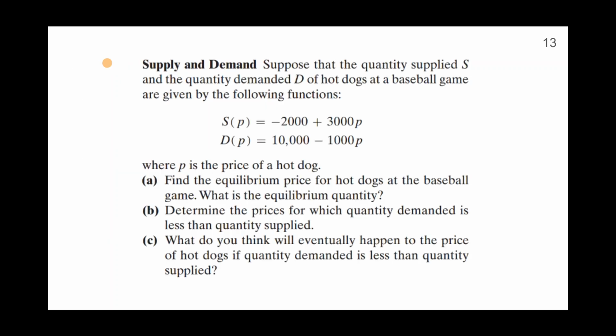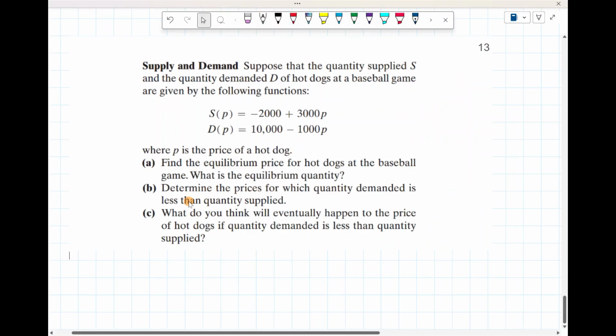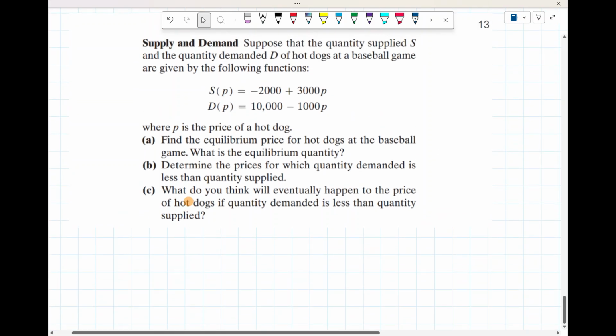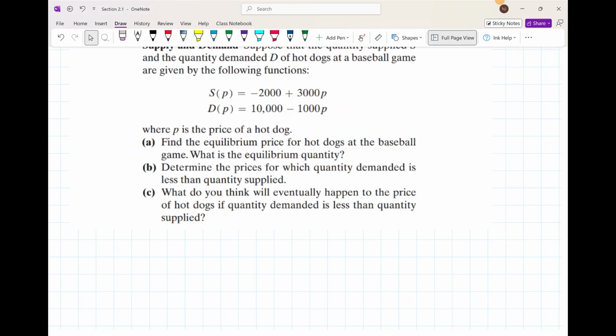So let's go through this scenario. Suppose that the quantity supplied, S, and the quantity demanded, D, of hot dogs at a baseball game are given by the following functions. S of P is equal to negative 2,000 plus 3,000 P, and D of P is equal to 10,000 minus 1,000 P, where P is the price of a hot dog. And we'll answer these questions. First, find the equilibrium price for hot dogs at the baseball game. What is the equilibrium quantity?